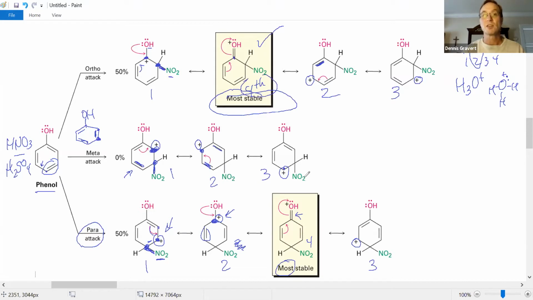Four resonance structures are more stable than three. So nature just doesn't choose the meta. You don't get nice stable resonance structures like you do if it goes ortho or para. And look at that, 50-50 in the lab under certain reaction conditions. That's kind of cool.